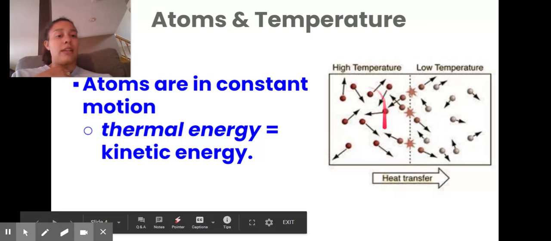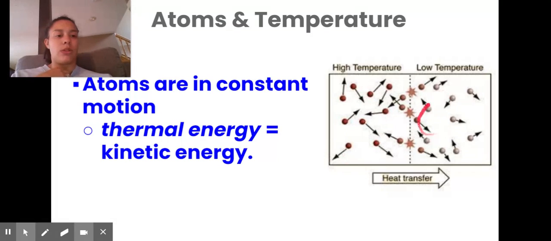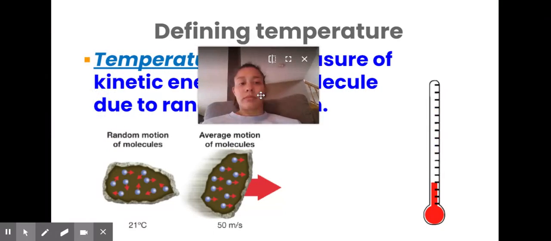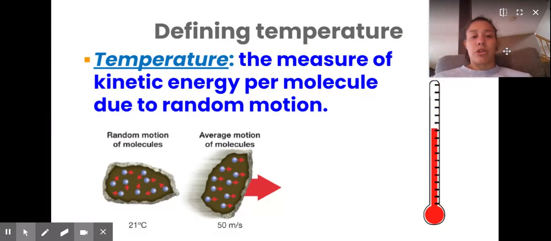When there's high temperature, they're moving a lot faster and colliding with each other. When there's lower temperature, those molecules have lower kinetic energy, or are moving slower, with fewer collisions. All right. So what is temperature? Temperature is the measure of kinetic energy per molecule due to the random motion of those molecules, right?